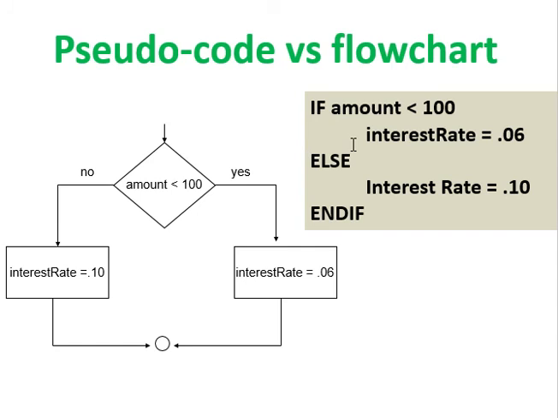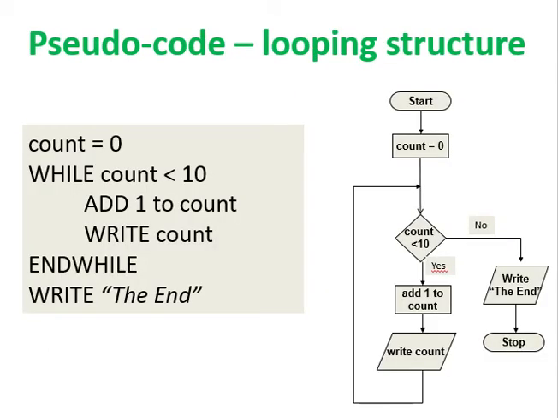Similarly, on the other hand, if we write the pseudocode using an if statement: if amount is less than 100, same decision statement. If yes, then the result is 0.06, else the interest rate is 0.10, and after that the end if statement. This is how the pseudocode is written for a similar example. We see how they differ from the flowchart. So we will see another example and differentiate the flowchart from the pseudocode.